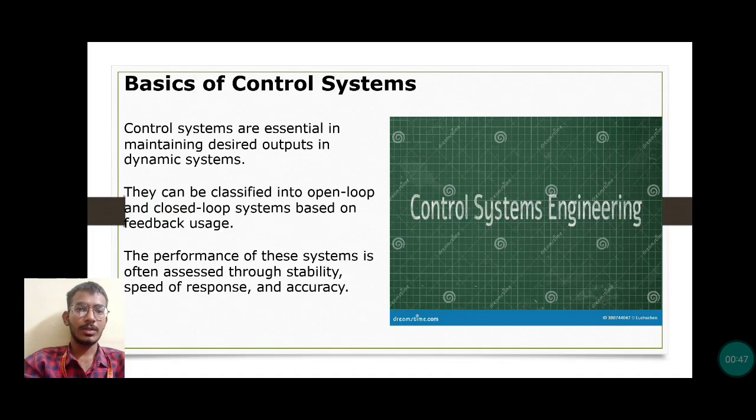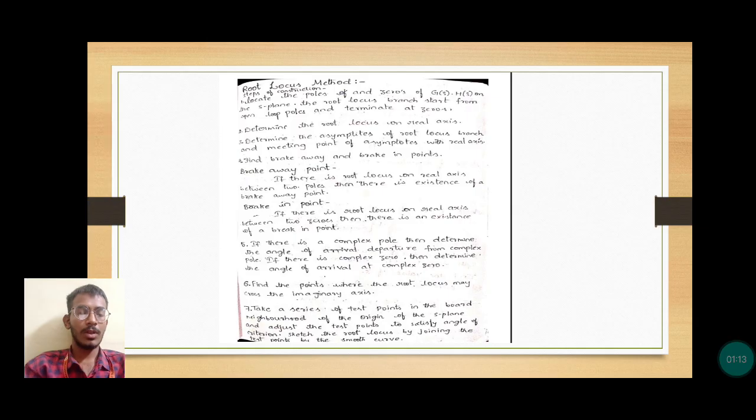Basics of control systems. Control systems are essential in maintaining desired outputs in dynamic systems. They can be classified into open loop and closed loop systems based on feedback use. The performance of these systems is often assessed through stability, speed of response, and accuracy. This is the procedure of root locus.